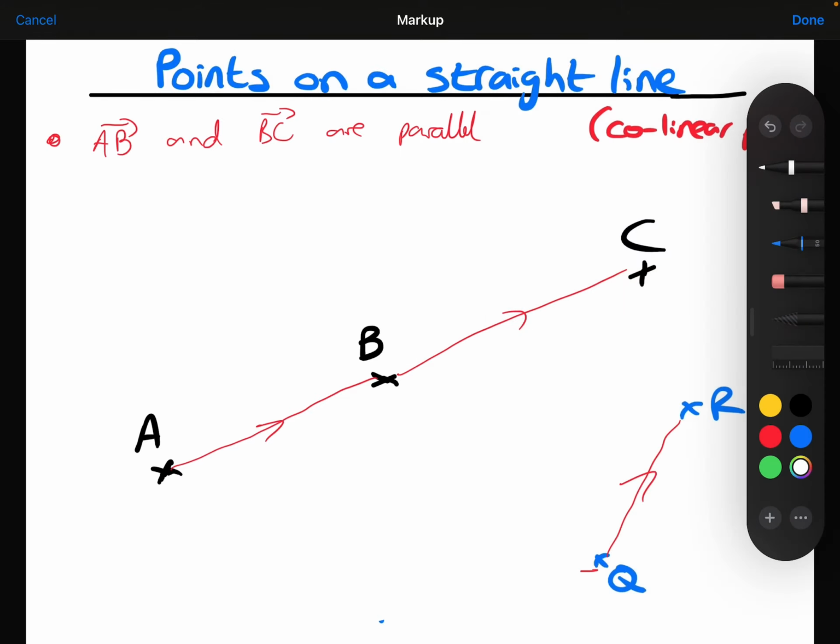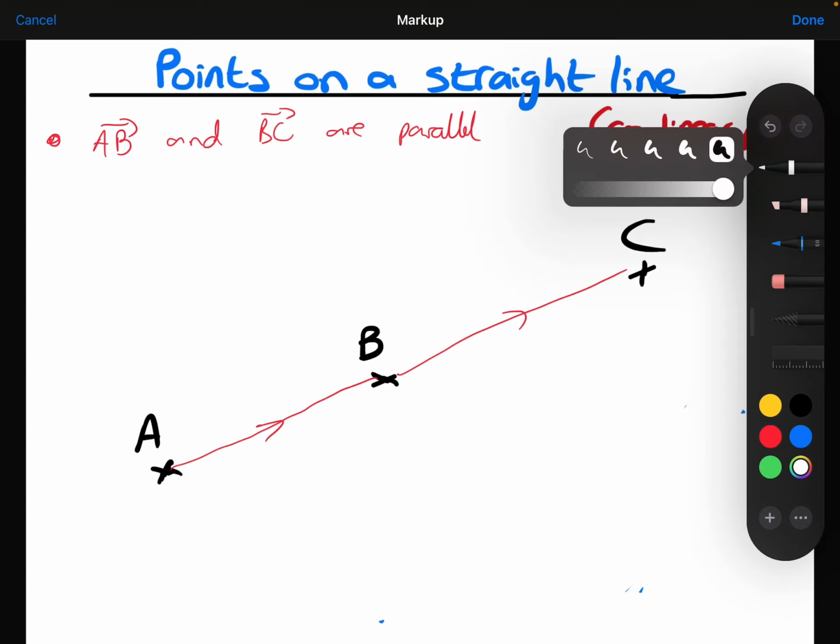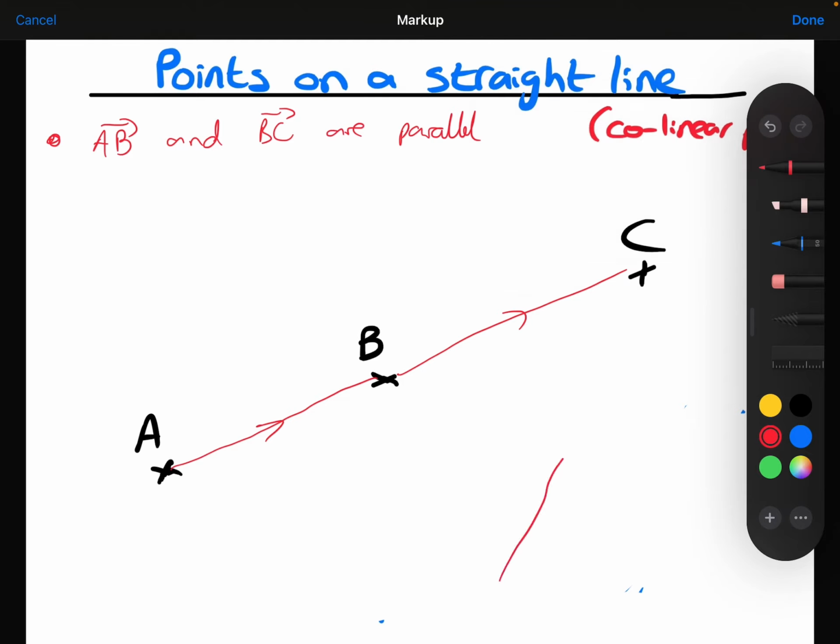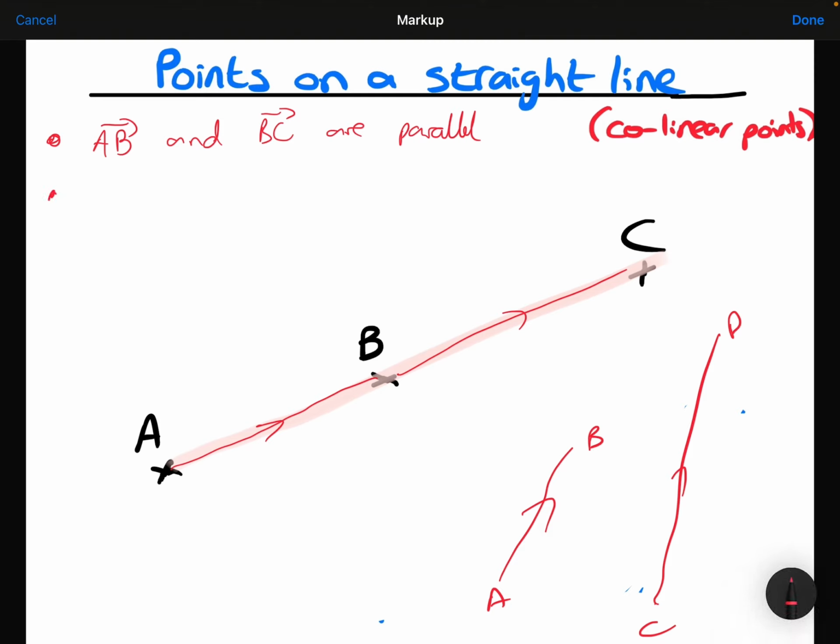Just because we have two parallel lines doesn't mean they make a straight line. For example, if I was to draw the vector AB here and the vector CD over here, I've not drawn that very well, but even if I could prove that AB and CD are parallel, they clearly don't make a single straight line because there's no point joining them up. Whereas with this straight line here, they have a common point B. So that is our second key condition.